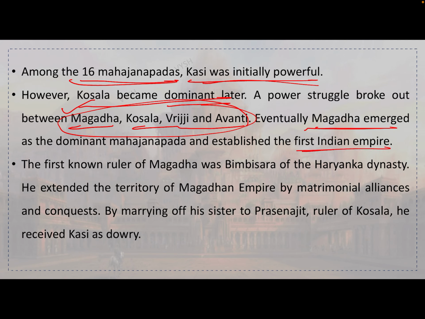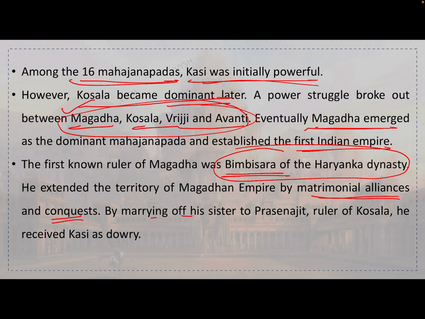The first known ruler of Magadha was Bimbisara of the Haryanka dynasty. He extended the territory of the Magadhan empire by matrimonial alliances and conquests. So he was getting married and giving off his sister to somebody else. By that he was expanding his empire.